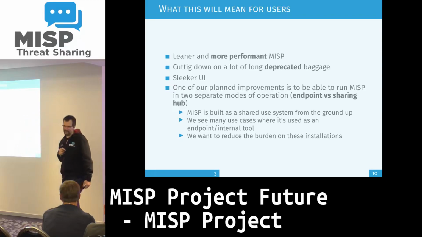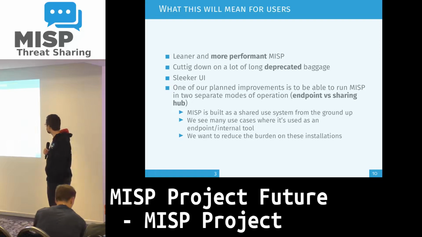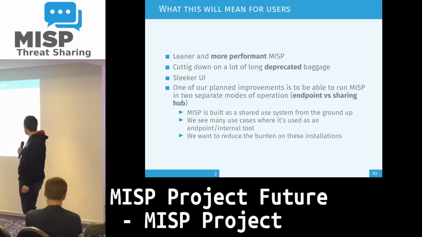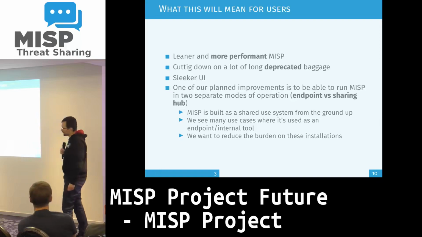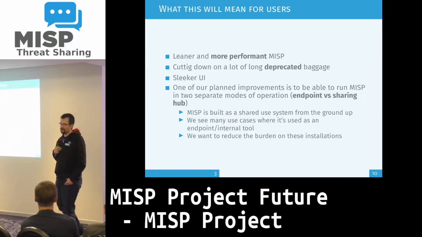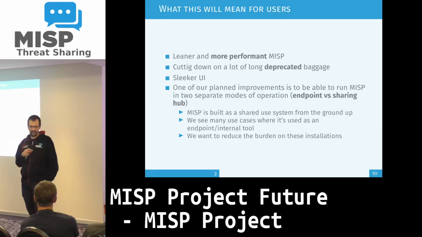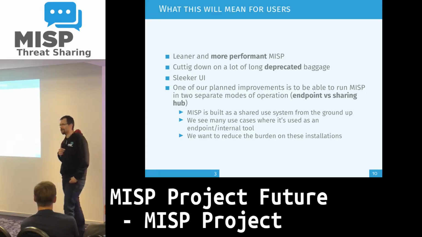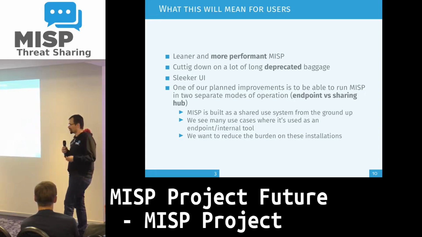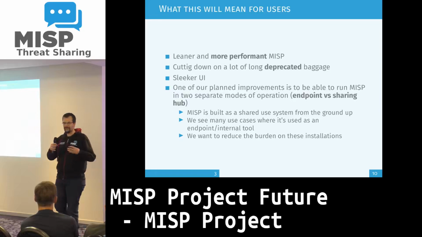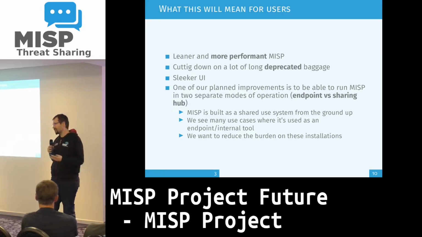So right now we're basically running some crazy legacy code there that we want to just scrap and move to something more modern. Another thing that we have planned, and this is something that is still in the concept phase, we'll see whether we actually go through with this or not, but currently it's planned, is to have two modes of running MISP. The more we talk to users, the more we see that we have these two separate ways of using MISP. One is basically a sharing hub.